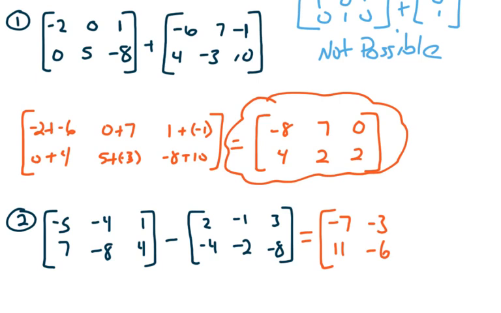And then we need to fill in our third column, 1 minus 3. That's going to give us negative 2. And the last one, 4 minus negative 8. Double negative again, that's going to be positive 12. And there is our difference, or our combined matrix when we subtract those two.